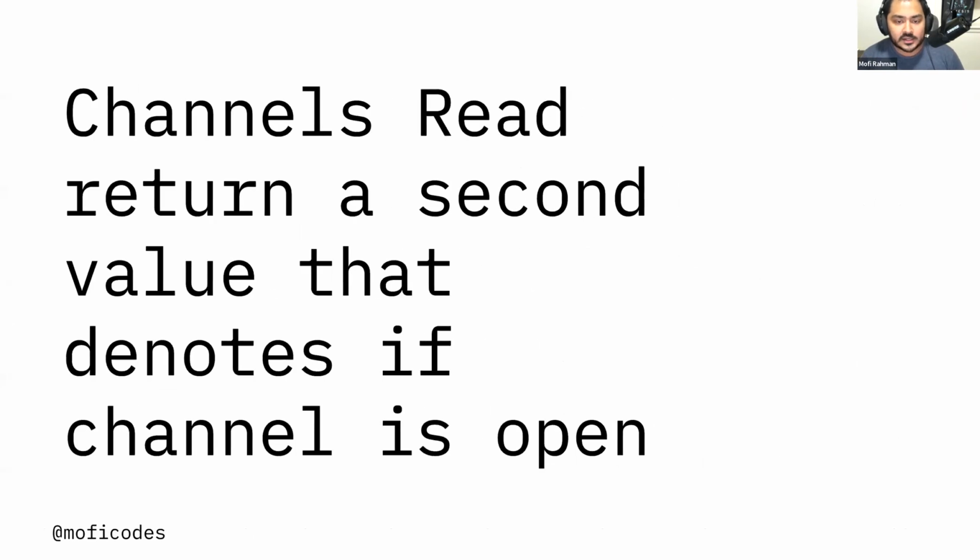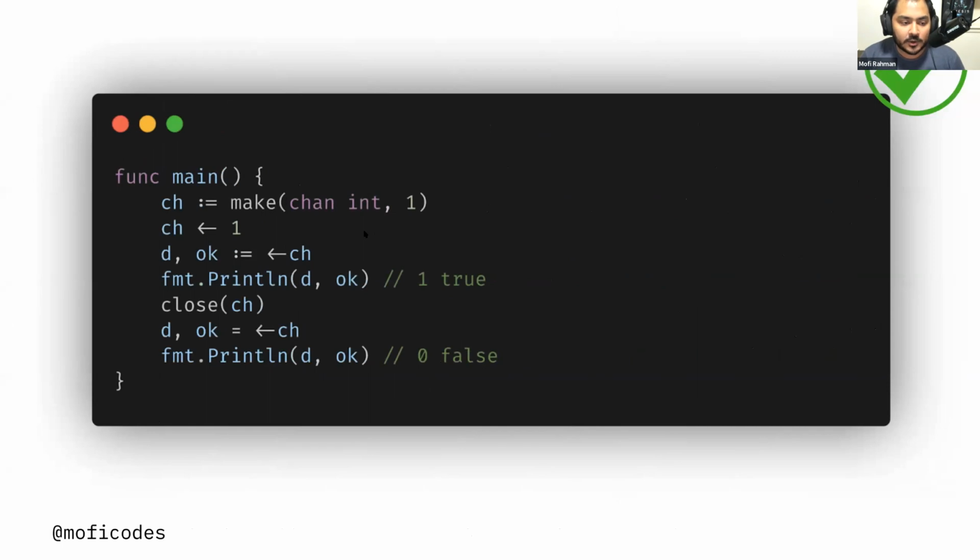It also returns a second value that denotes whether the channel is open. So for example, if I were to do d, ok on this first example, we would get a true because the channel was OK to read from. Once we close it, this ok is going to give us false because now we're getting the default value and the channel is closed.